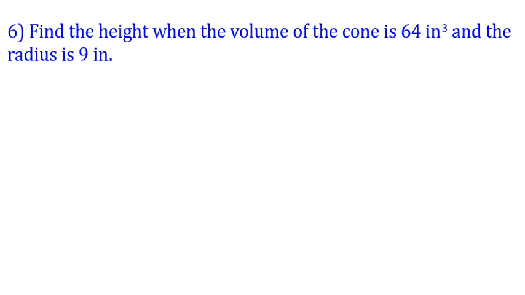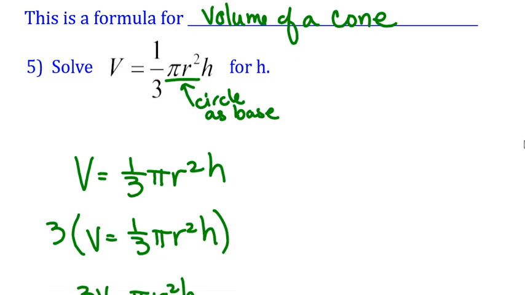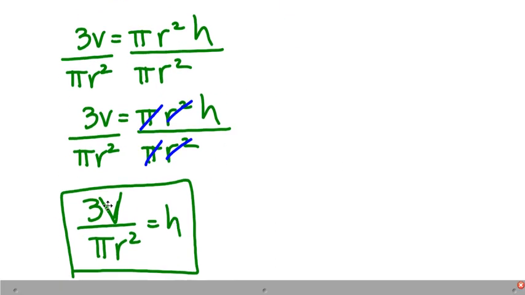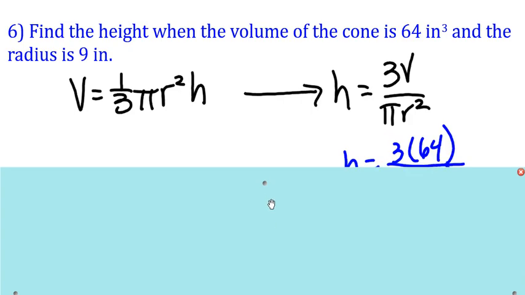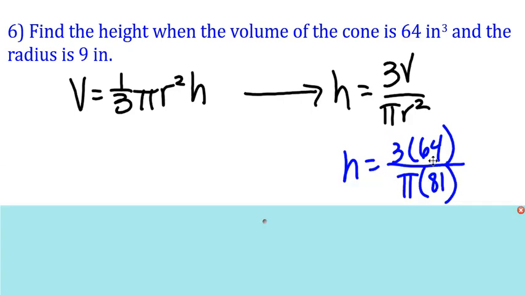So, again, we said oftentimes we try isolating variables so it's quicker to evaluate when we know more information about the problem. Find the height when the volume of the cone is 64 cubic inches and the radius is 9 inches. Well, if we already solved for the height, right, and we know the volume and we know the radius, we could substitute it in and find that height fairly quickly. So let's put in what we know. We know the volume is 64 cubic inches. We know the radius is 9. Well, the radius squared, 9 times 9 is 81.